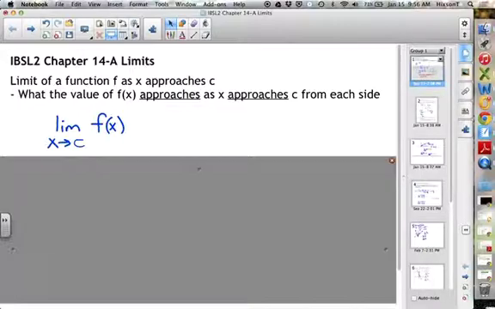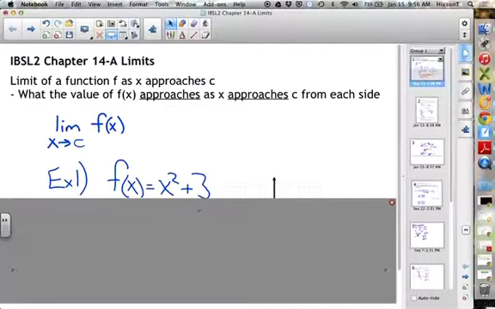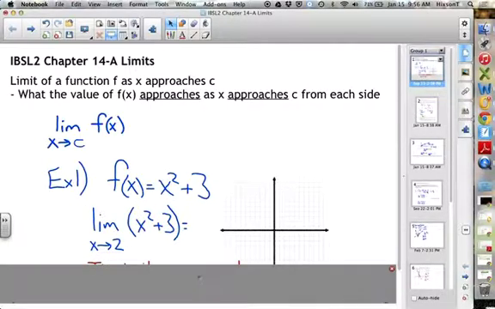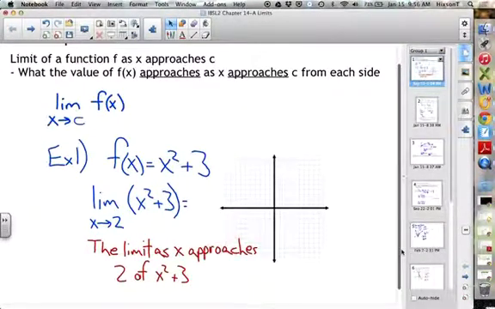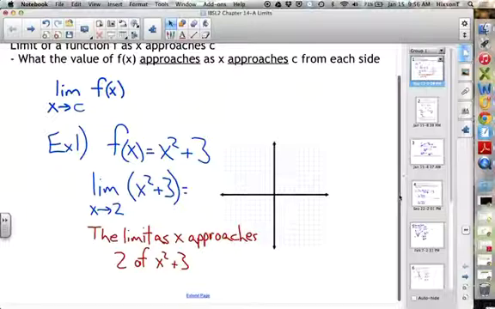And let's look at what this actually does here, okay? Here I have a function f of x equals x squared plus 3. And I want to find what the limit is as x approaches 2. All right, so the way I would read this is in red down here. The limit as x approaches 2 of x squared plus 3. All right, well, first of all, let's look at this on a graph.